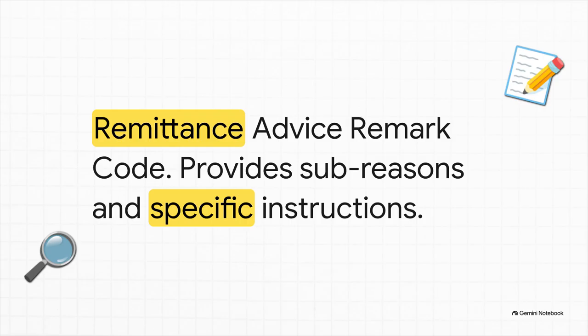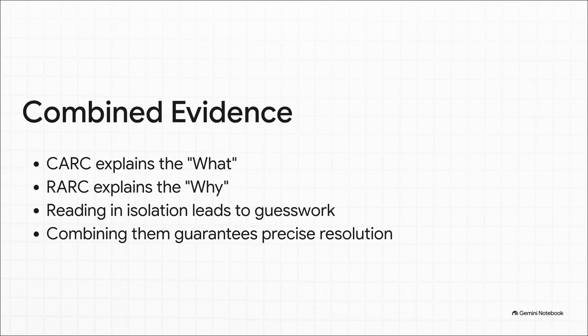It provides the granular subreasons and the exact processing instructions that qualify our primary suspect. Think of RARCs, like an M144 or an M64, as the fine print that actually tells you exactly how to solve the case. So, the big aha moment here is that you absolutely cannot solve this case without combining both the CARC and the RARC.